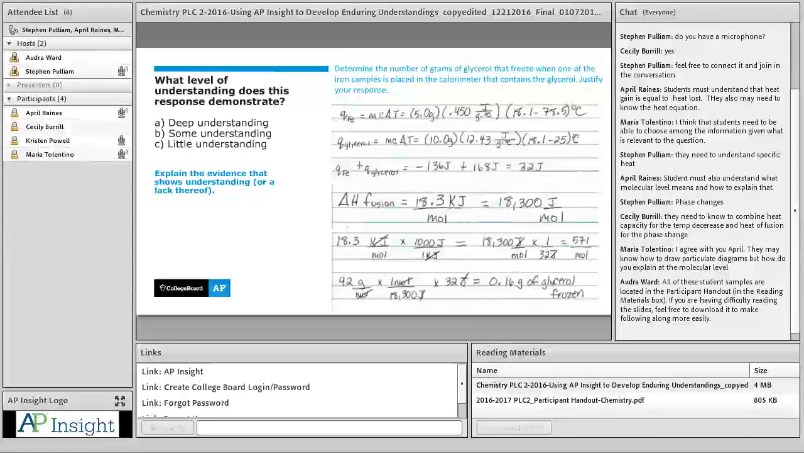I think it shows understanding. I think the problem is in the second problem with the glycerol, they used the wrong specific heat. Yes, they do. So their final answer is incorrect, but it looks as if the math portion is correct. I mean, it's not exactly the same as the last one, but they are getting to the right idea. Yep. Any other thoughts on that?